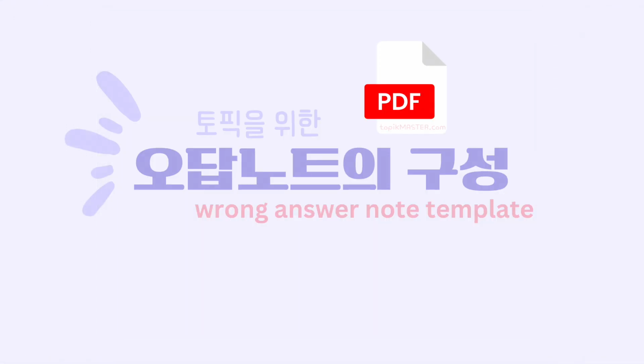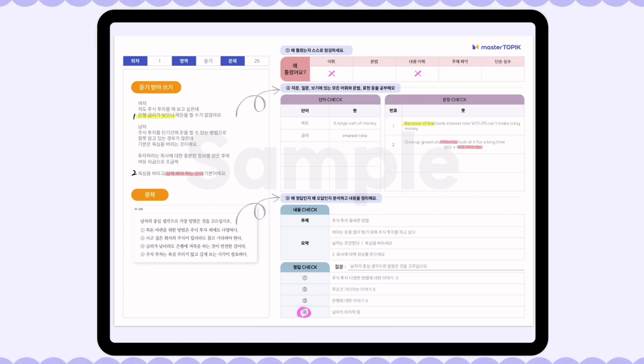But how exactly can I use this 오답노트? Let's look at some examples. So first we have the 회차, where we can put the number, the 영역 like 듣기, 읽기, 쓰기, the category, and then the number of the question, like number 25. For the listening, for example, we can always write the script, like we can write down everything here so that it's easier to understand the question and the text.